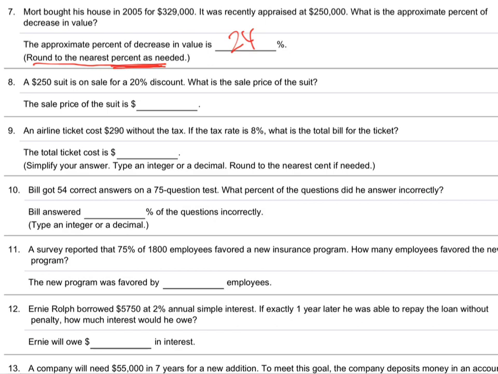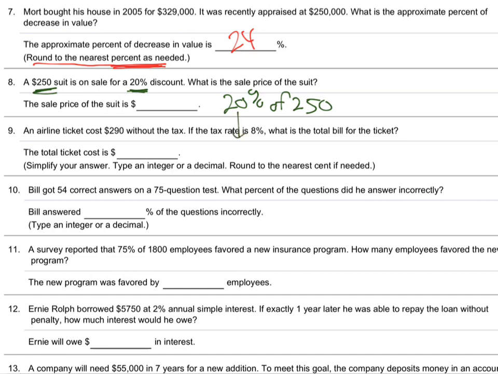All right. How about number 8? A $250 suit is on sale for a 20% discount. What's the sale price? So try that one. All right. So $250 suit, 20% discount. So we need to find, don't we, 20% of the 250? And then we got to discount that amount. We got to find out what 20%, that part of the whole 250 is.